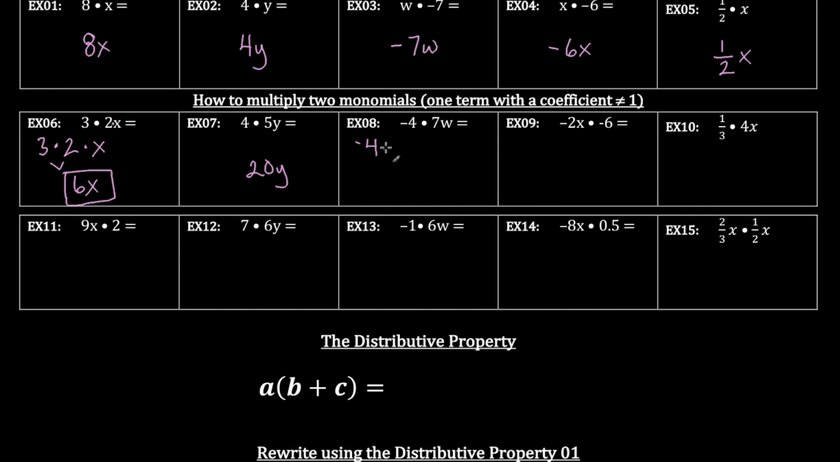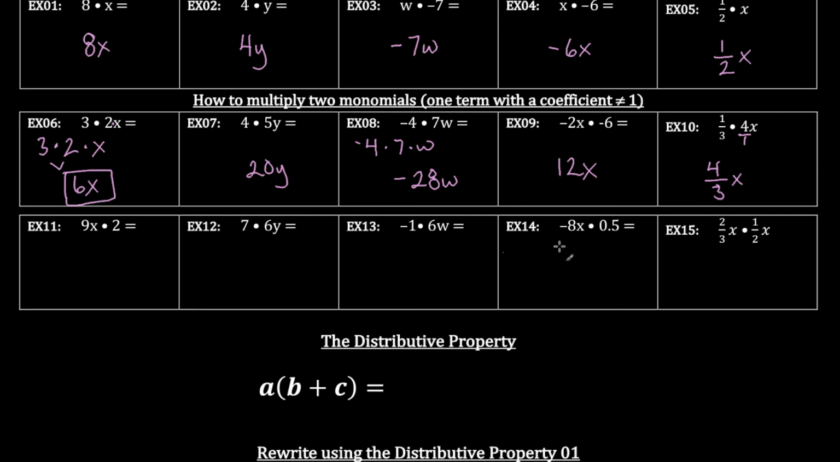Remember, this is -4 times 7 times w, so negative times a positive is negative. 4 times 7 is 28. Then we put w. Negative times a negative is a positive, 12, and then we have an x. And then we have 1/3 times 4x. Remember, that's 1 times 4 is 4. 3 times 1 is 3, and then we have x.